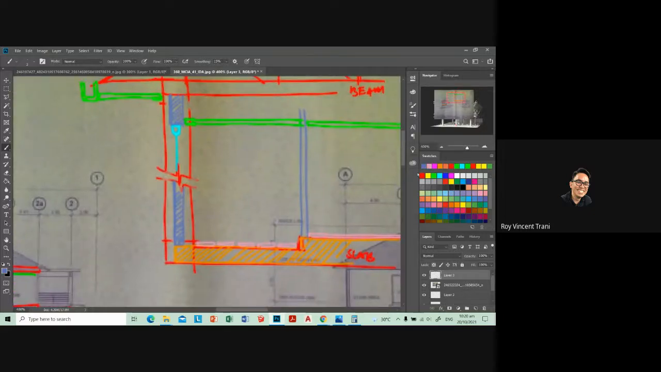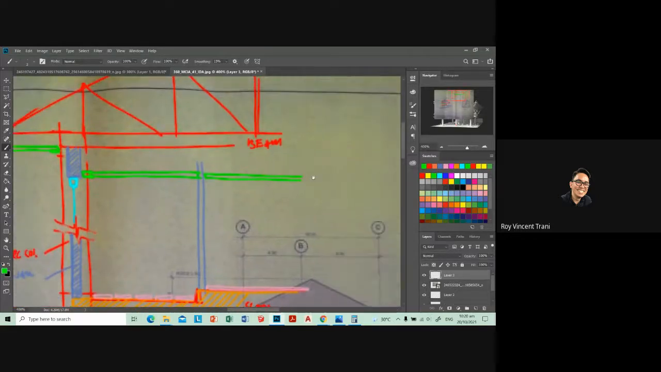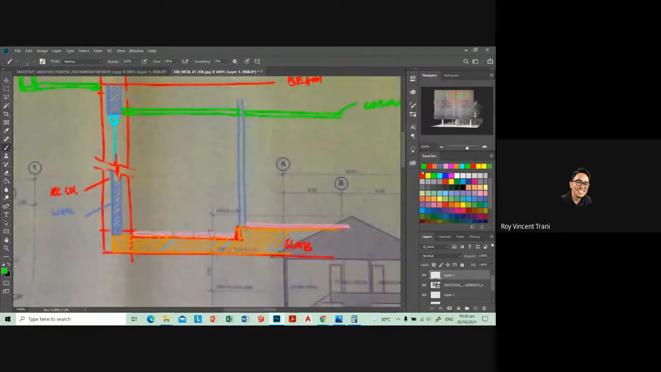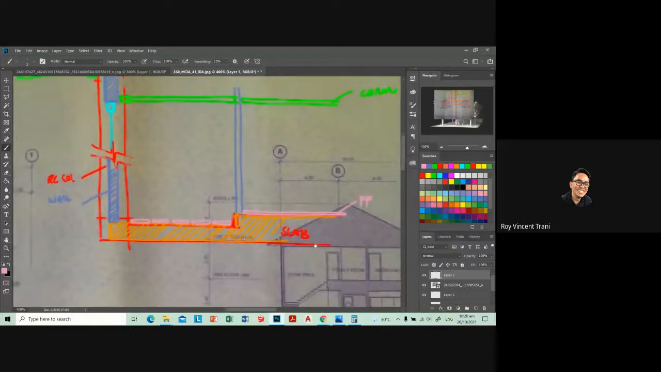Okay, so now let's just label it. This is a wall. In red is your concrete column, RC column, not RC Cola, RC column. In green is your ceiling. In pink are your floor finishes. I don't know why I didn't select. My Photoshop is lagging today. FF. And I think that's pretty much it.